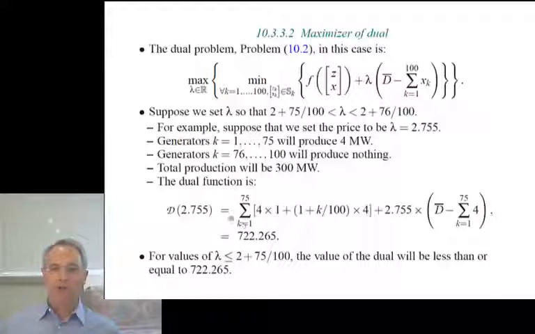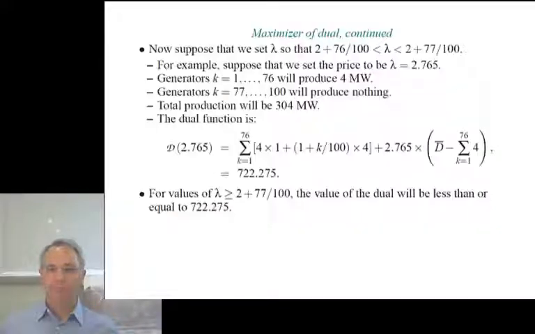The dual function in this case, adding it up, adds up to 722.265. That's just a little bit less than the solution of the unit commitment problem. Furthermore, if we had a lower price, what would happen would be we would commit fewer generators, and in fact you can check that the value of the dual would be less than or equal to this value.